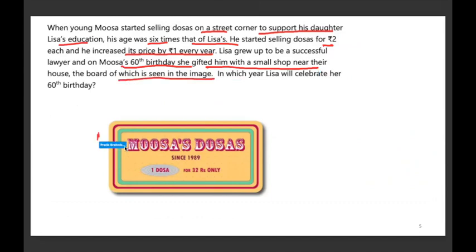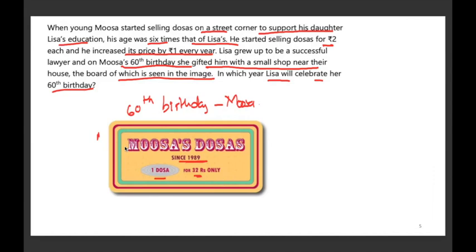This is the board that Lisa gifted on Musa's 60th birthday. In which year will Lisa celebrate her 60th birthday is what we have to find. From the board, what is written is Musa's dosa since 1989. 1989 is the year he started. 1 dosa sells for 32 rupees.